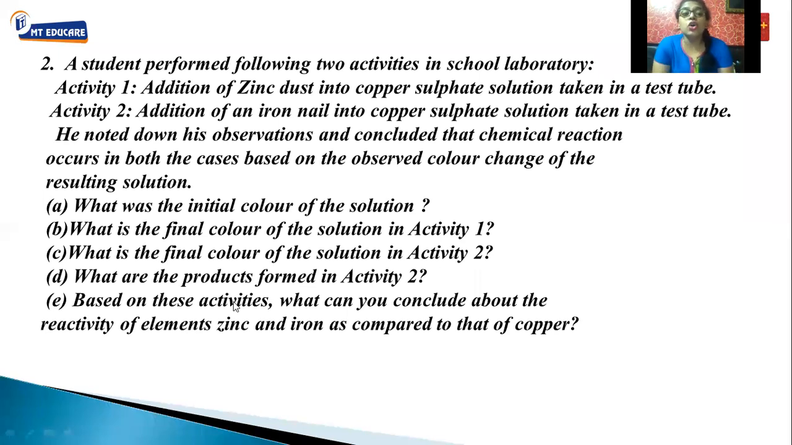Okay, so a student performed the following two activities in a school laboratory. Activity 1: addition of zinc dust into the copper sulfate solution taken in the test tube. Activity 2: addition of an iron nail into copper sulfate solution taken in a test tube. He noted down his observations and concluded that the chemical reaction occurred in both the cases based on the observed color change of the resulting solution. So they are asking what will be the answers for these questions.